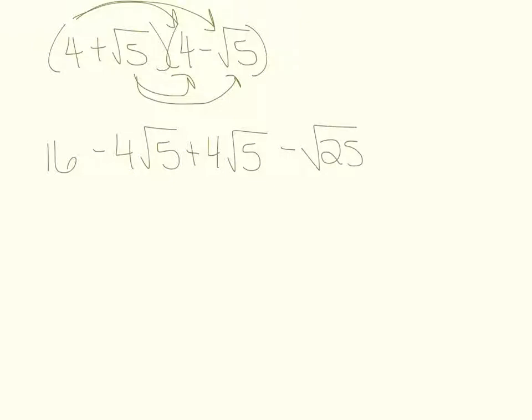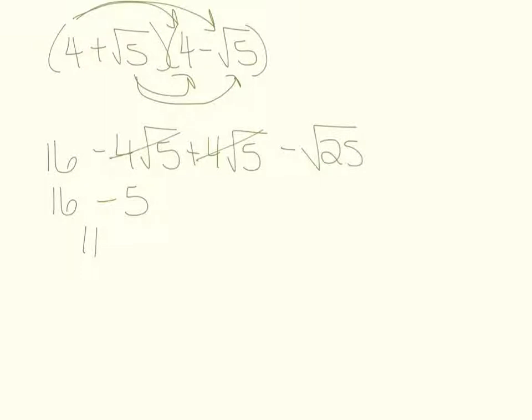Those are both radicals, so you can multiply them together. Now you want to clean this up. 16 plus 4 root 5 minus 4 root 5 goes away, minus square root of 25 is 5, and I get 11. So that's simplified to just a whole number, right?